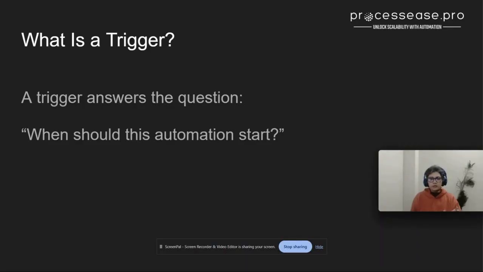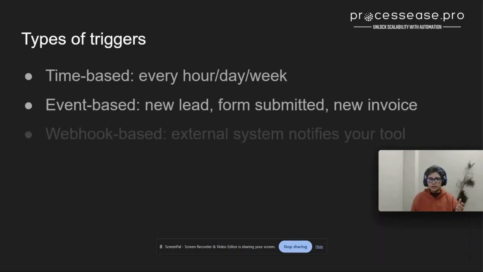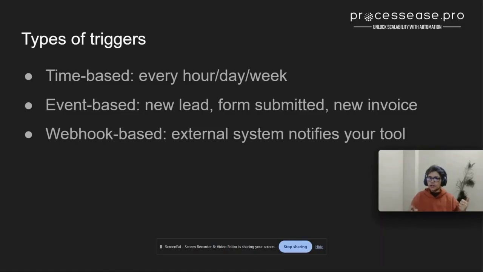Now next is a trigger. A trigger answers a simple question: when does this automation start? Does it start on a form submission? Does it start on a lead creation? Or does it run daily to check for new leads? Based on that, there are three common types of triggers essentially: time-based, event-based, and webhook-based. Time-based is something that runs daily at 9 a.m., update this job at 9 a.m., send email to customers at 6 p.m. That's your time-based automation.